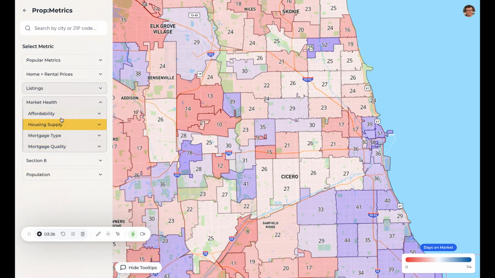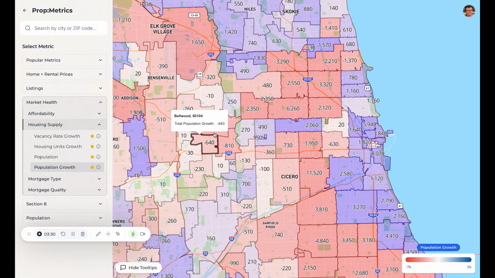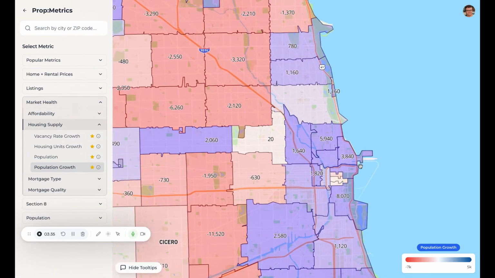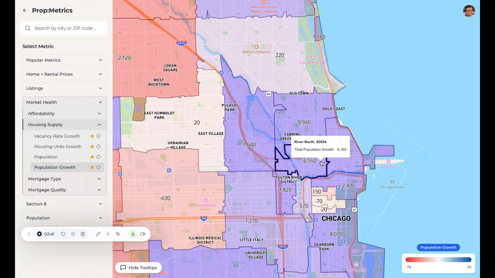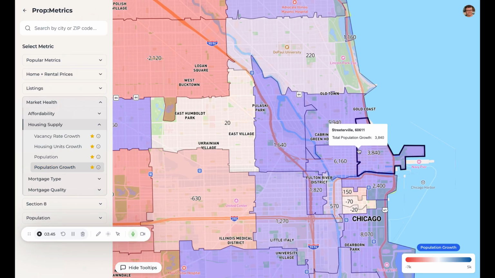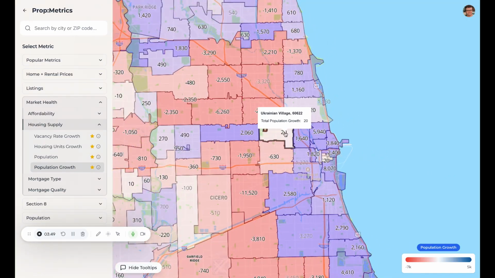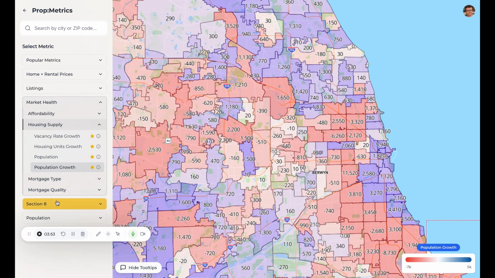We can look at a lot of things here. We can look at housing supply. We can look at where populations are growing, where they're shrinking. You can see that people are moving downtown. I don't have it in the tooltip here, but this is the population growth from 2000, 2018, I believe, to 2023. And so you can see where people are moving out of, where they're moving to.